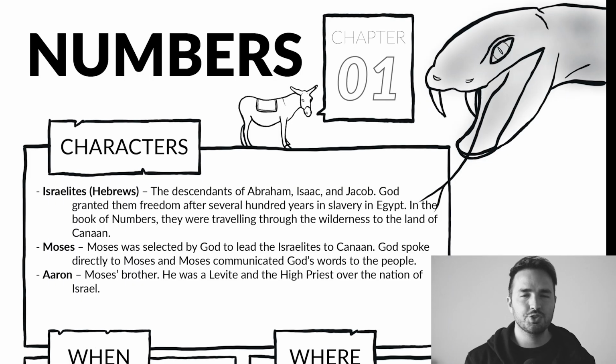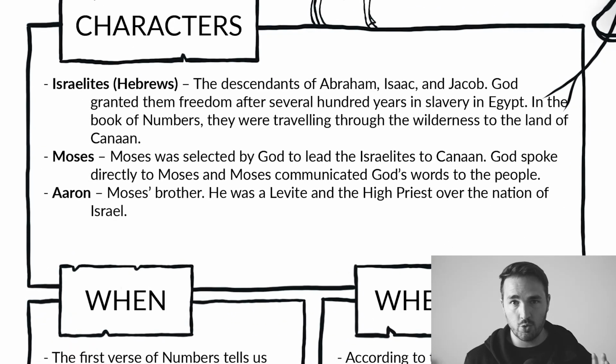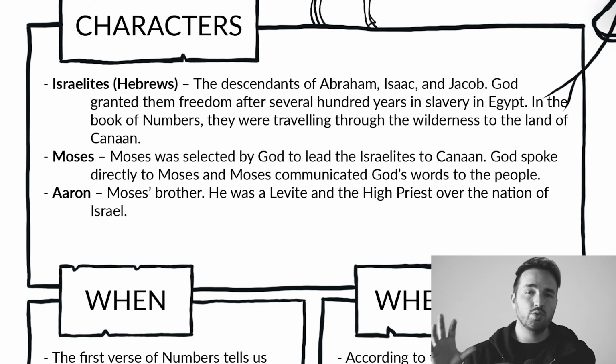In terms of our characters for this chapter, they're pretty much the same guys we've been talking about throughout Exodus and Leviticus. First up is a group of people, quite a large group of people we'll find out in this chapter, the Israelites or the Hebrews. These were the descendants of Abraham, Isaac, and Jacob that we read about back in the book of Genesis. And God granted them freedom from their slavery in Egypt, where they had been slaves for several hundred years, back in the book of Exodus. Now they're wandering through the wilderness on their way to Canaan, which is the land that God has promised to give them as a home.